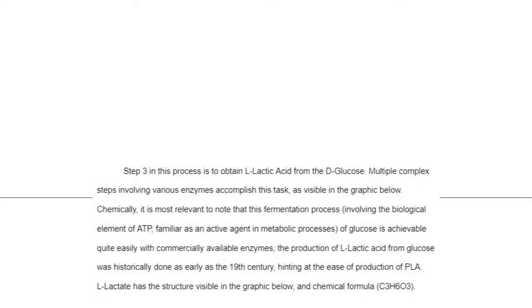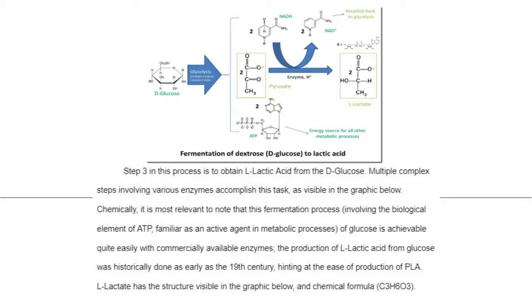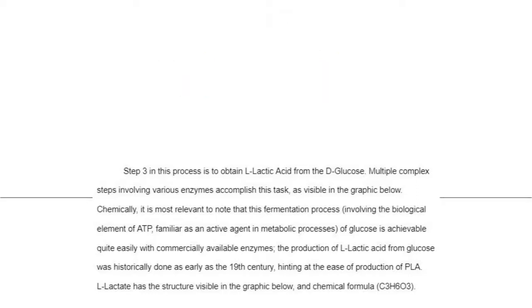Step 3 in this process is to obtain lactic acid from the D-glucose. Multiple complex steps involving various enzymes accomplish this task as visible in the graphic. Chemically, it's most relevant to note that this fermentation process involving the biological element of ATP, familiar as an active ingredient in metabolic processes of glucose, is achievable quite easily with commercially available enzymes. The production of lactic acid from glucose was historically done as early as the 19th century, hinting at the ease of production of PLA. Lactic acid has the structure visible in the graphic below and chemical formula C3H6O3.